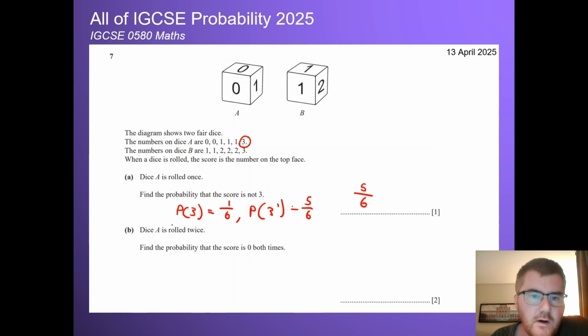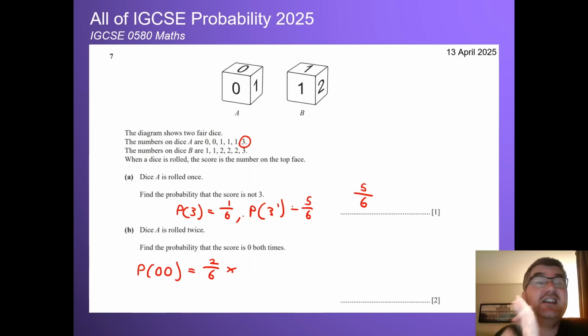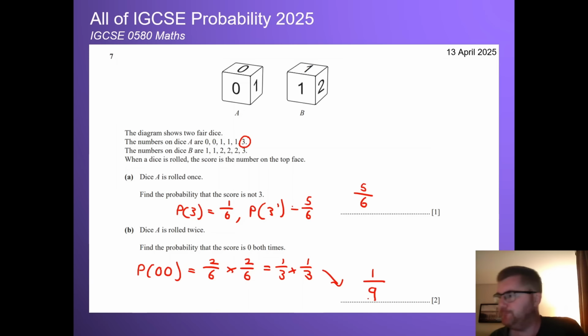Dice A is rolled twice. Find the probability that the score is 0 both times. So 2 lots of 0. To get 1 lot of 0, it'll be 2 out of 6. And then we do it again. Again, the dice doesn't change, so we haven't used up a side, so to speak. So it's also going to be 2 out of 6. Now remember, 2 out of 6 is just the same as 1 out of 3. So doing 1 out of 3 times 1 out of 3, and that's equal to 1 over 9.